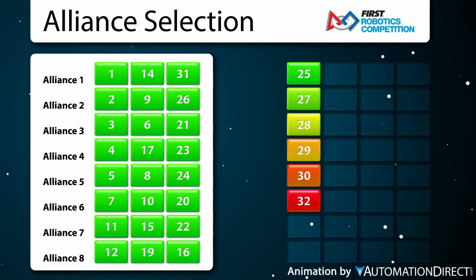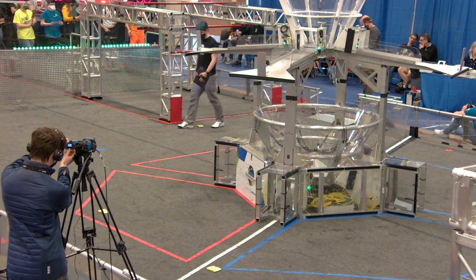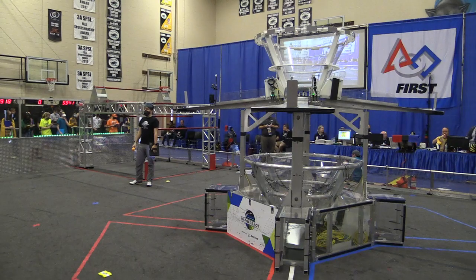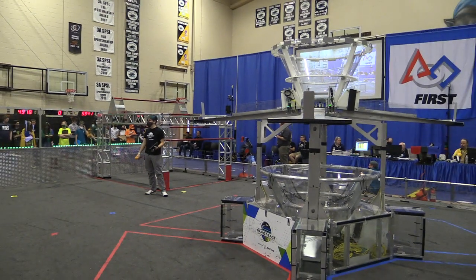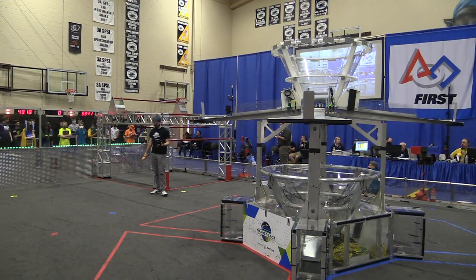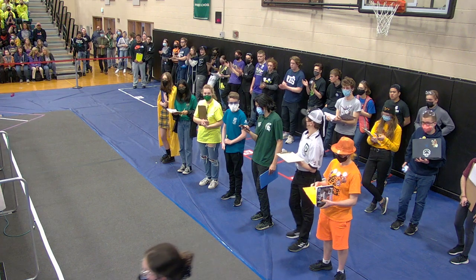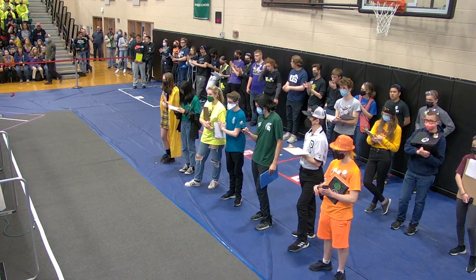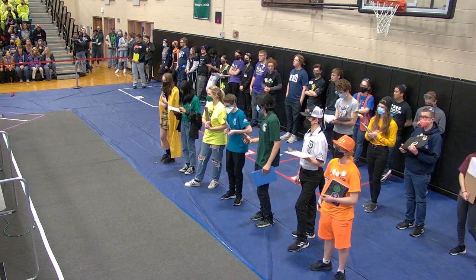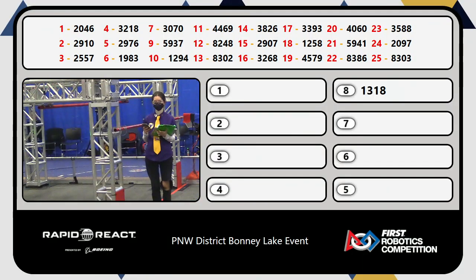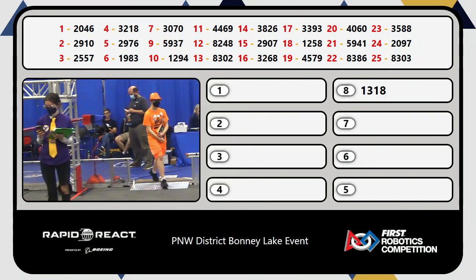Let's start our alliance selection. Now let's meet our teams. I'm going to call to the field your 8 highest ranked teams from our qualification rounds yesterday and this morning. Please help me welcome your number 8 seeded team. Congratulations to team 1318. From Issaquah High School in Issaquah, Washington, the Issaquah Robotics Society. Up next, please help me welcome your number 7 seeded team. That's 3070. Out of Shoreline High School and the Shoreline Robotics Society, it's Team Pronto.